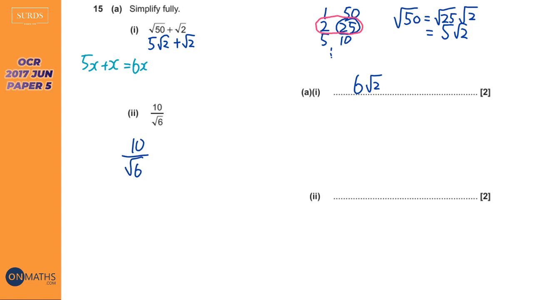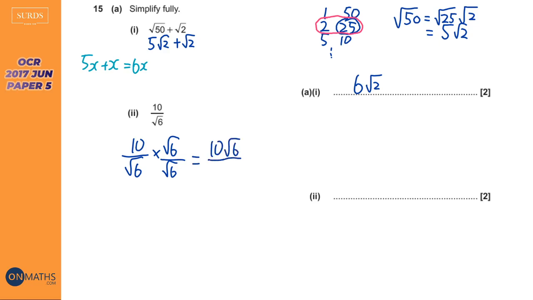Simple as that. Now the reason you can do this is because any number over the same number is just 1. So we're just timesing this whole thing by 1. So we're not changing the fraction. That will have 10 root 6 at the top.